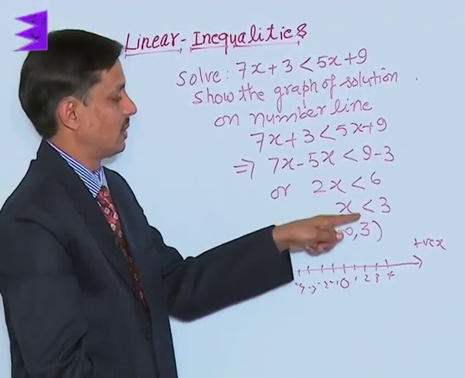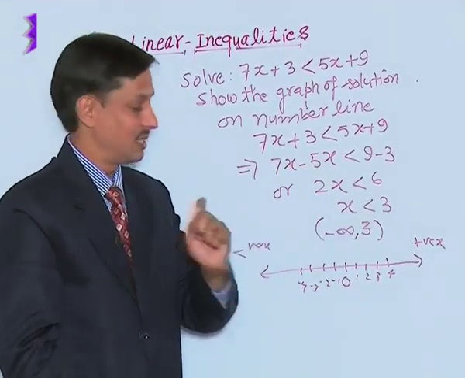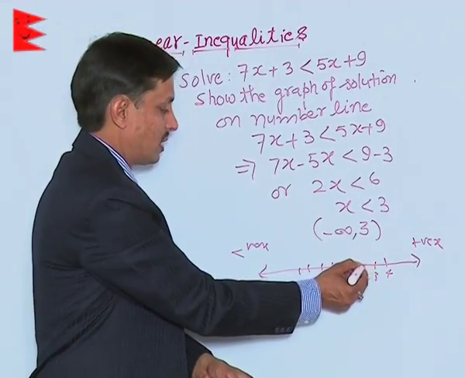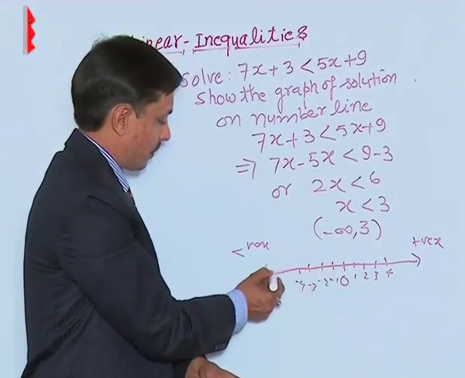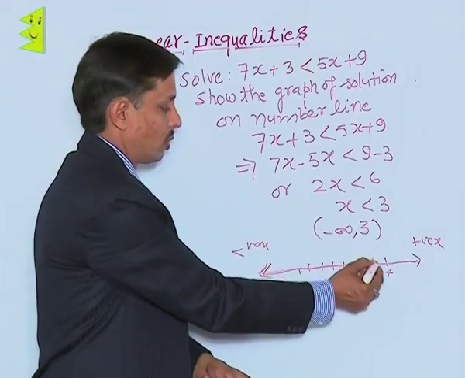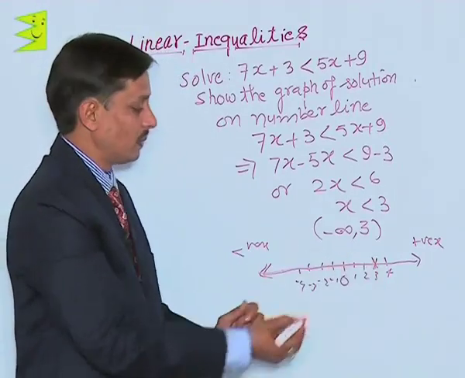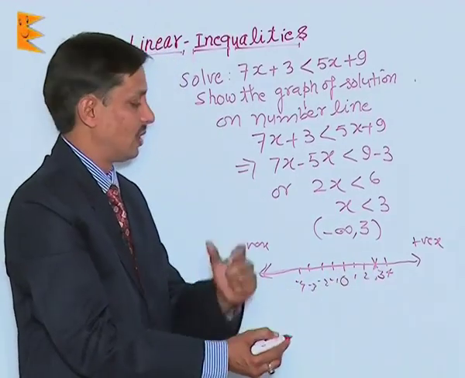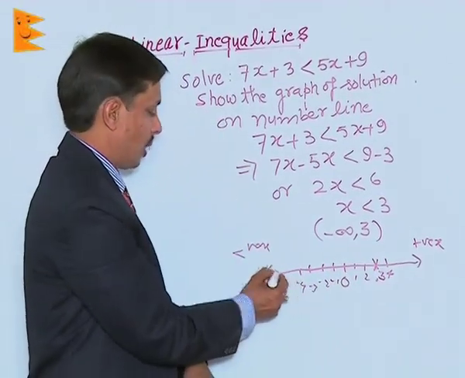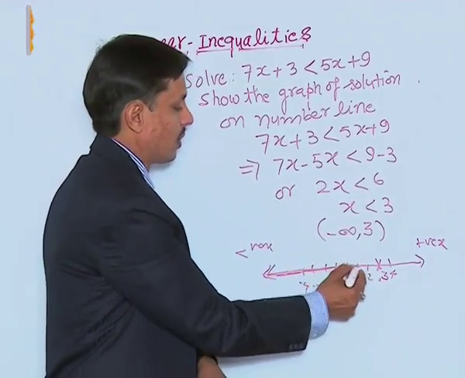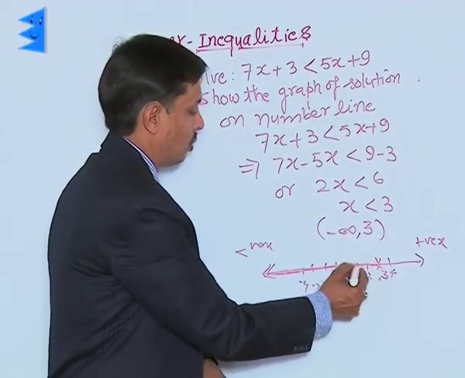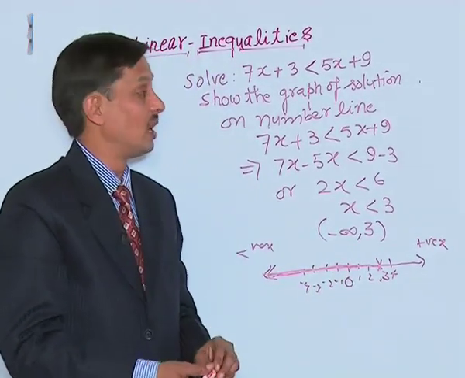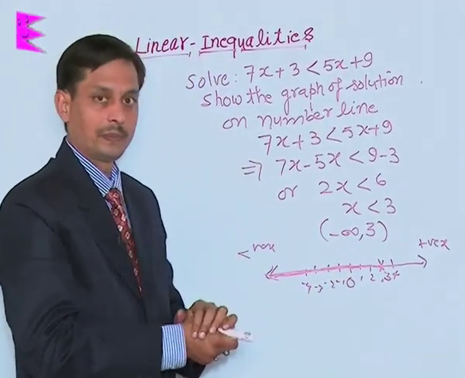Here the solution says the value of x is less than 3. It means each value which is less than 3, but not equal to 3. So I am putting a cross on 3. This 3 is not in the solution set, but every value less than 3 is the solution. So if I darken this line on the left side of the value 3, that is the representation on the number line.